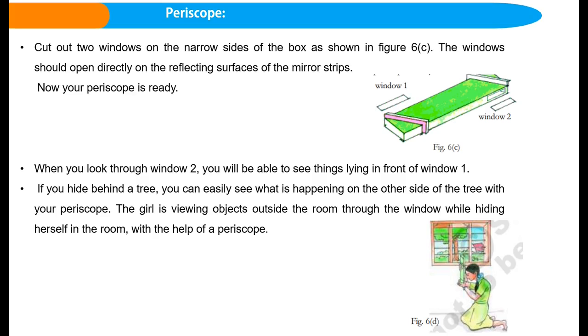And when you look through window 2, you will be able to see the things lying in front of window 1. So if you hide behind a tree, you can easily see what is happening on the other side of the tree by using a periscope. And in this picture we can observe that the girl is viewing the objects outside of the room through the window while hiding herself in the room with the help of a periscope. She is not directly watching. She hides herself in the room and observes by using the periscope. So that is the use of a periscope.